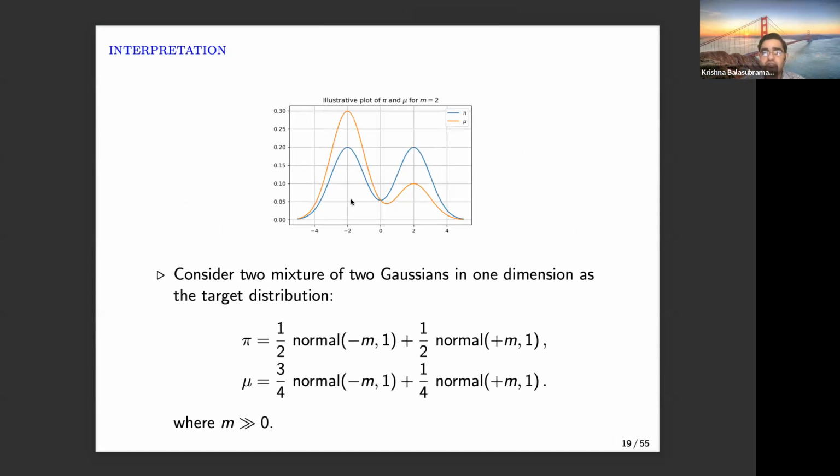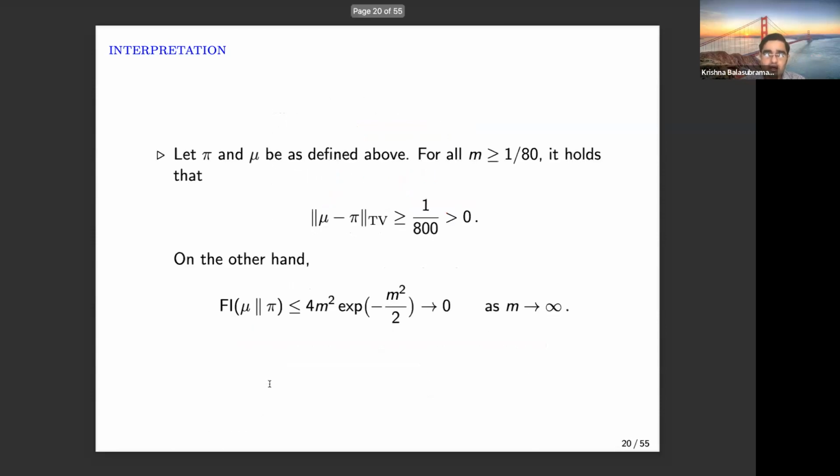Say you're given two mixture of Gaussian distributions. So you have pi to be a mixture of normals with this 50-50 label proportion. Each has mean minus m and m. In this example, it's -2 and 2. The 50-50 is the blue curve, and 3/4, 1/4 is the orange curve, right? And m is something which is larger than 0, obviously.